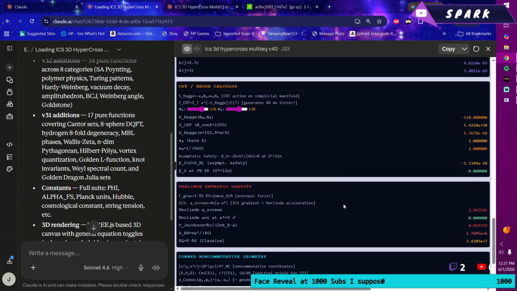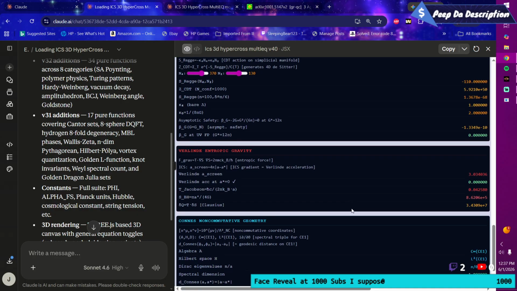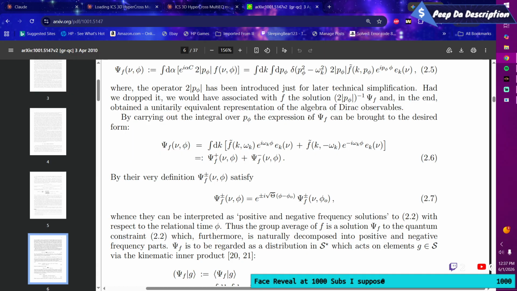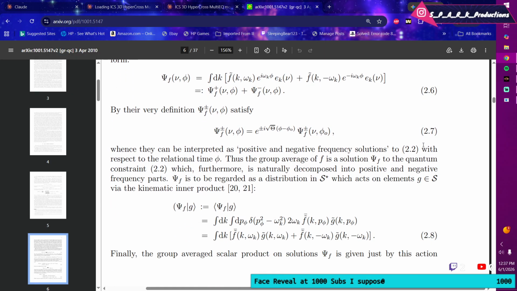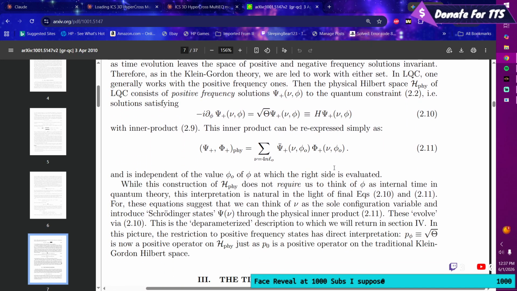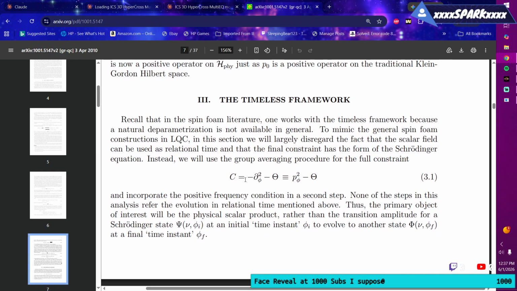This is very interesting. Tropic gravity. Yeah, it's going to take me centuries just to go over all of this stuff. Jesus Christ. So, negative frequency solutions with respect to the relational time phi. True solution. It's a timeless framework.